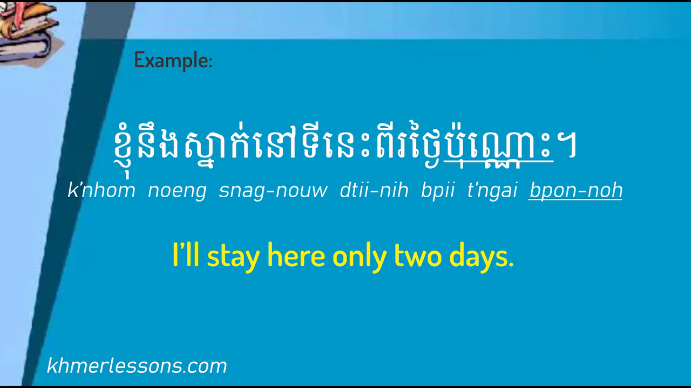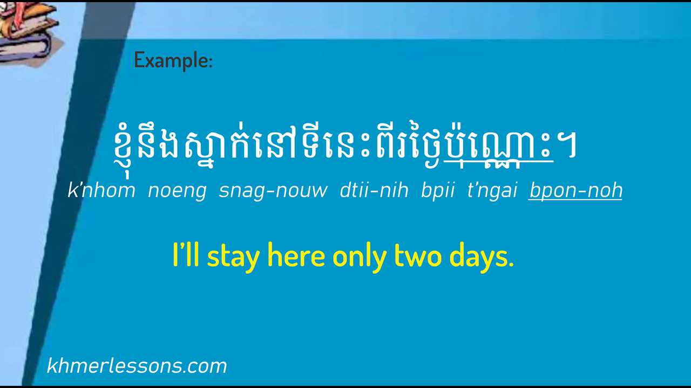Now I read this sentence again. Khnyom nang snak nơi ti ni pi thangai pon no. So you see, this is how to use ponnoh for only or just, and it's easy. You just use it at the end of the sentence.